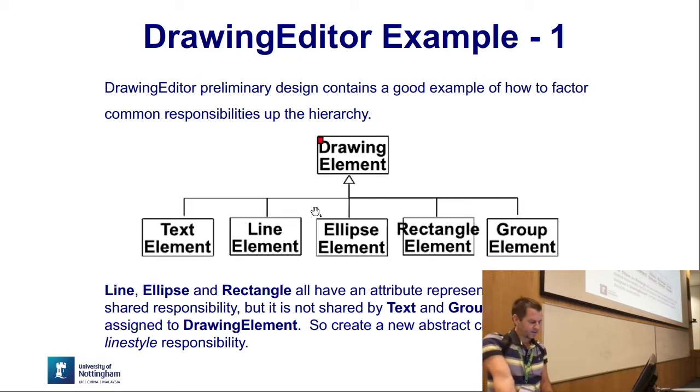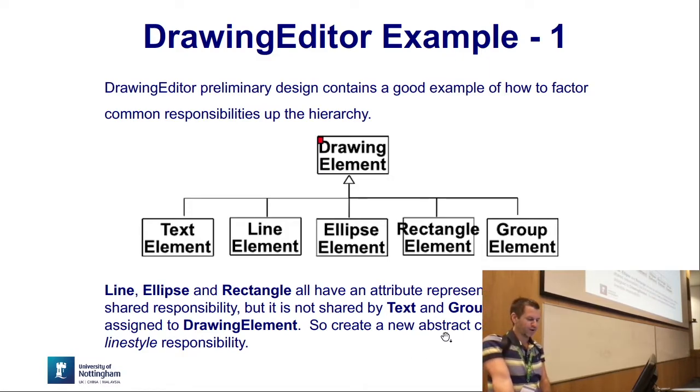Lines and ellipses and rectangles are all composed of edges, generally speaking. But text is somehow different, isn't it? And groups are somehow different. It's not the same. There's something different, right? Line, ellipse, and rectangle all have this attribute representing line style. Right, a shared responsibility, but not text and group. So it can't be assigned to drawing elements, right? This line style that we want to think about is a new responsibility.